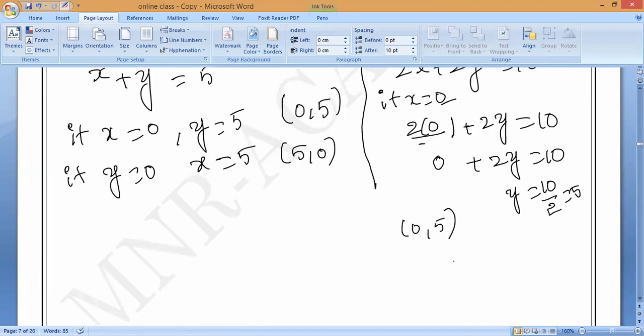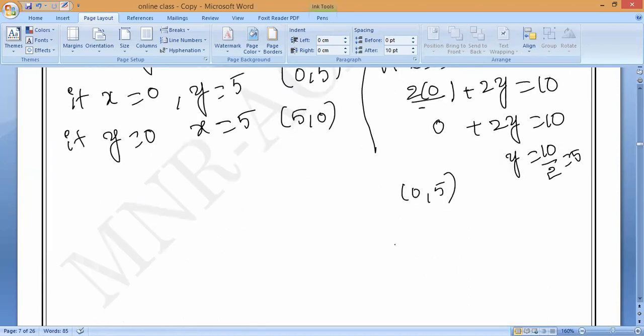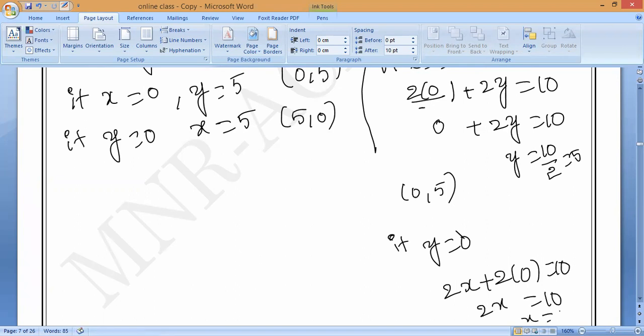If y equal to 0, what is the x value? Second equation. Okay, 5, 0, ma'am. 2 into x plus 2 into 0 equal to 10. 2x equal to 10. x equal to 5. So here the point is 5, 0.